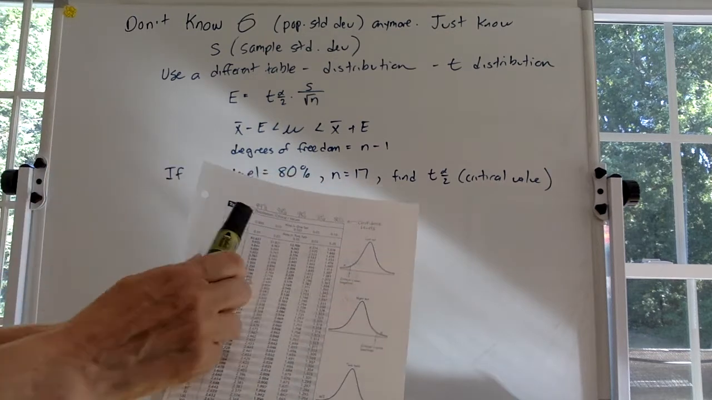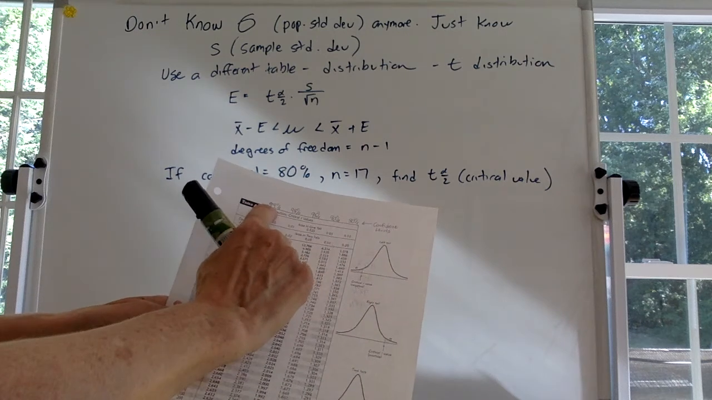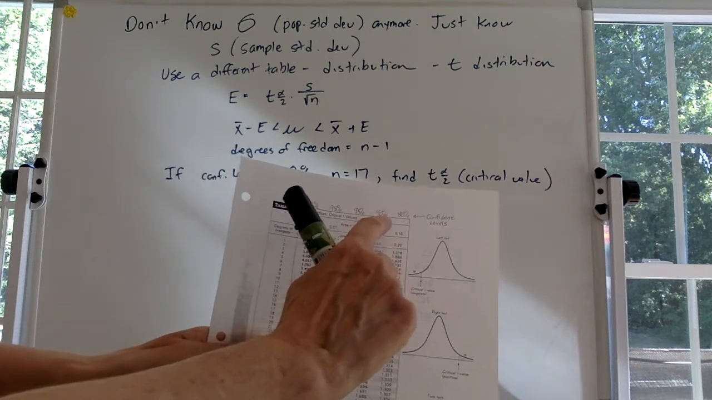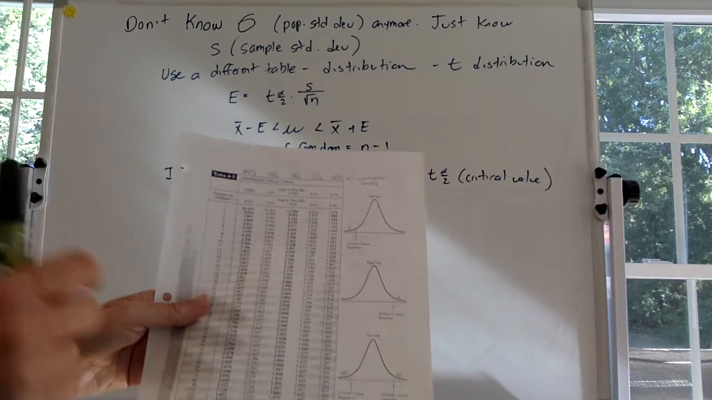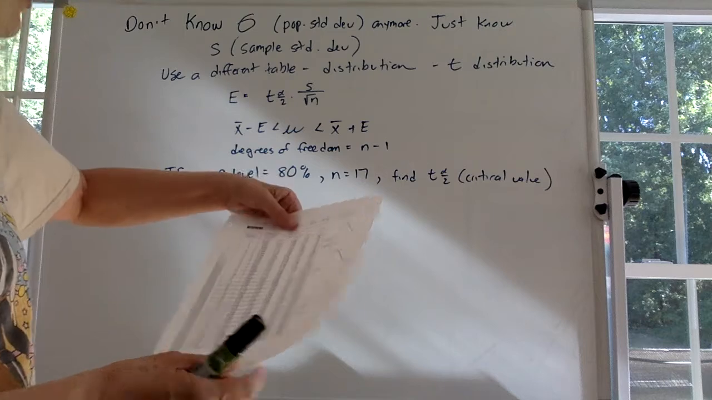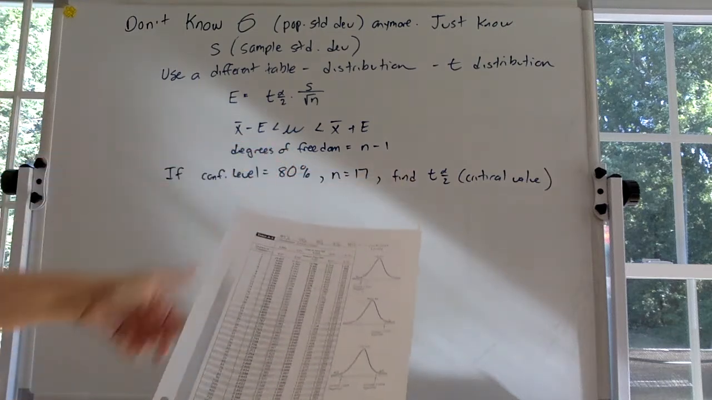And luckily I've labeled these columns for you with the different confidence levels. There's 99, 98, 95, 90, and 80. Luckily we got one that's on the list. We got the 80. So we have a confidence level of 80. So we're going to be dealing with this column way over on the right.